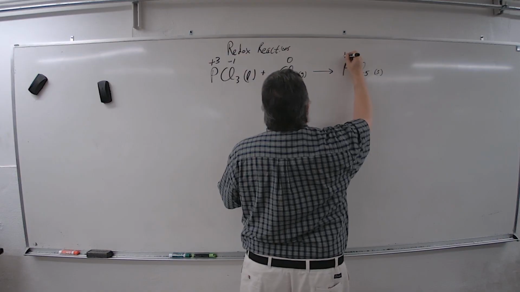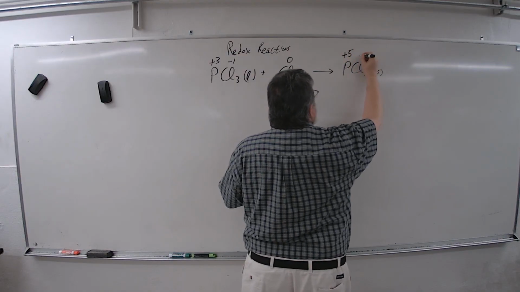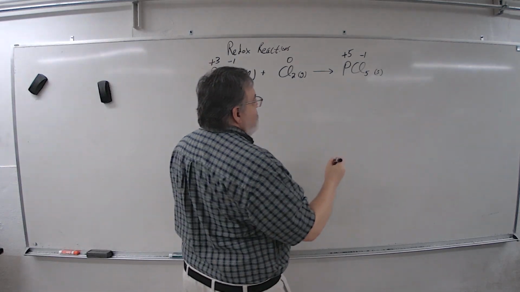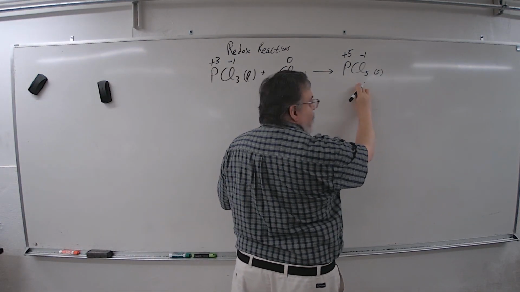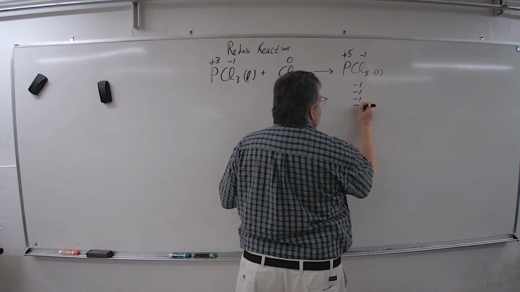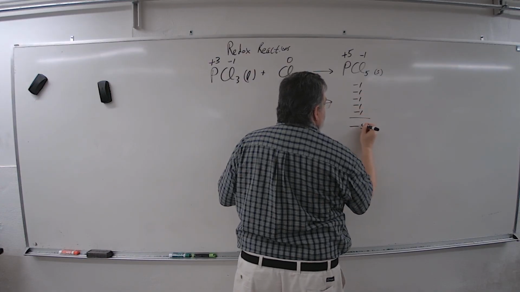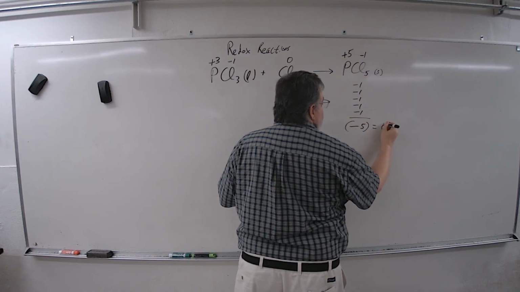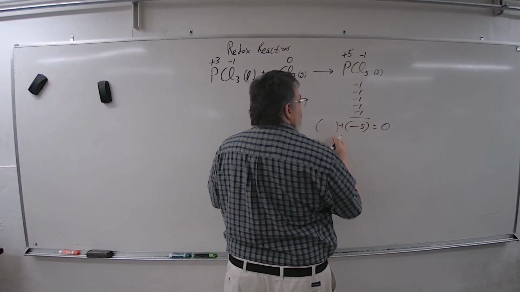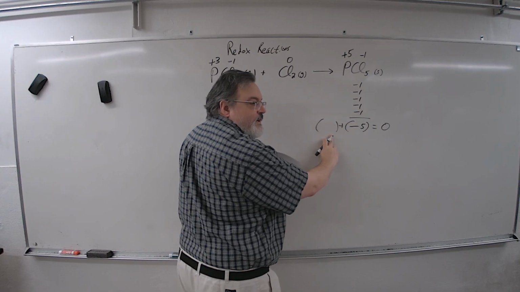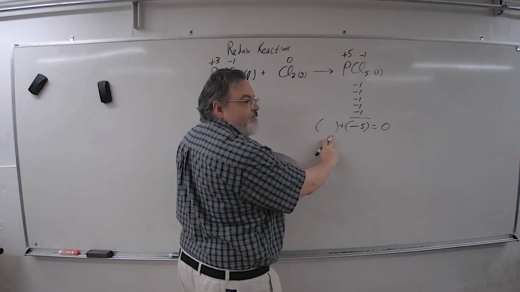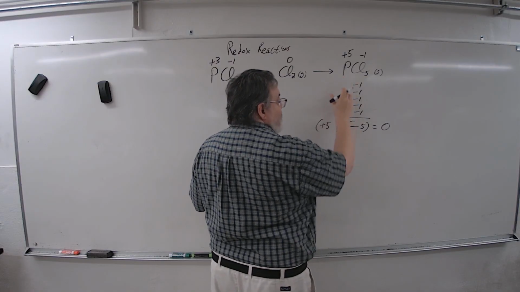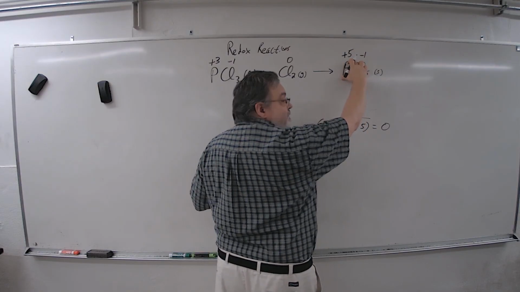+5. This one's -1, okay. I see it, +5. If Cl is -1, there's no charge up here, so 0. What goes here to make this equal 0? There's only one phosphorus up here, so that whole charge goes on the phosphorus.